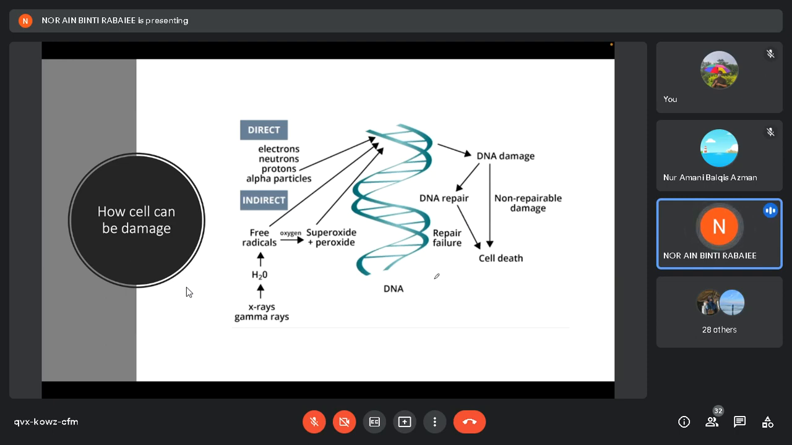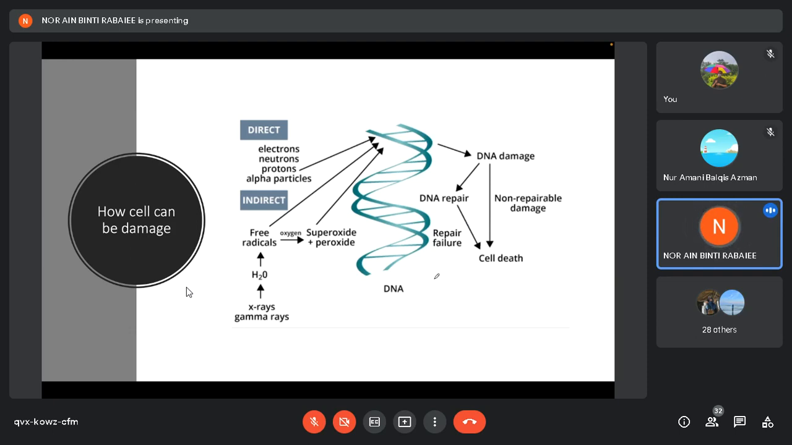Biological effect. The damage to the cell is influenced by the sensitivity of the organ or tissue, and also the type of radiation that is emitted or absorbed. For example, for the same amount of energy, say we give 5 gamma and then we also have 5 alpha. The damage by 5 gamma and 5 alpha is different because of the type of radiation. So basically there are two factors that influence the biological effect.